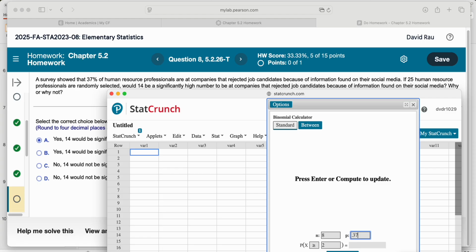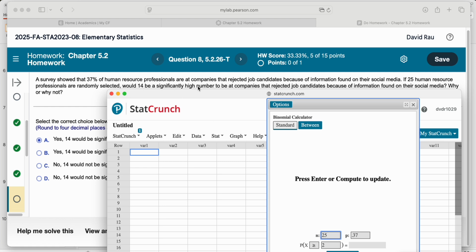Said that human resource professionals at companies reject candidates because their information's found on social media. If 25 human resources professionals are selected, would 14 be high that they rejected job candidates because of information they found on their social media? So would 14 be significantly high?